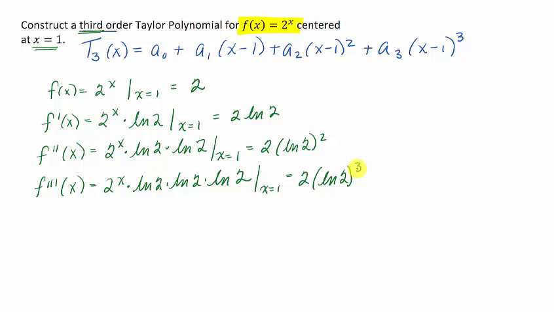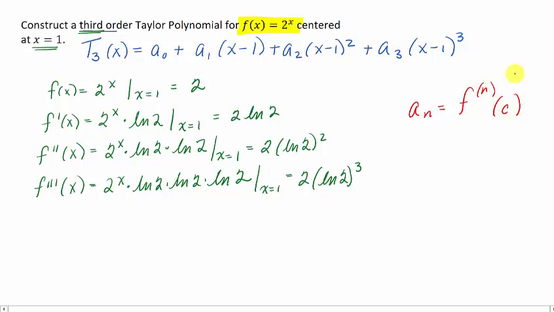Okay, now that we've evaluated each one of our function and three derivatives at x equals 1, we can go back and think about what our coefficient formula is. So if you recall, we have a coefficient formula that looks like this. A sub n equals the nth derivative at wherever we're centering it. We'll call our center in this case c, but for this problem our c is x equals 1. And we're going to divide by n factorial.